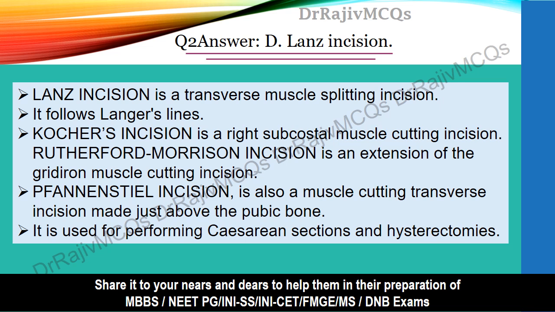A Pfannenstiel incision is also a muscle cutting transverse incision made just above the pubic bone. It is used for performing caesarean sections and hysterectomies. It is also known as a bikini line incision because the scar remains hidden by the clothing.